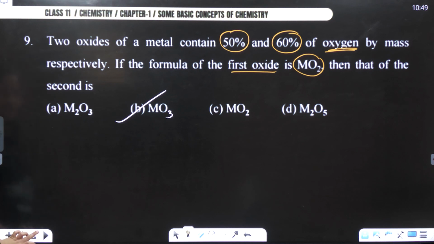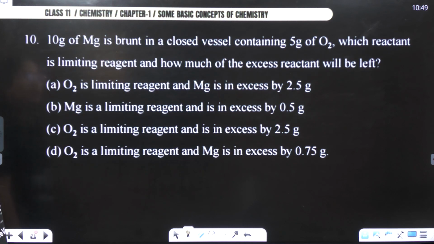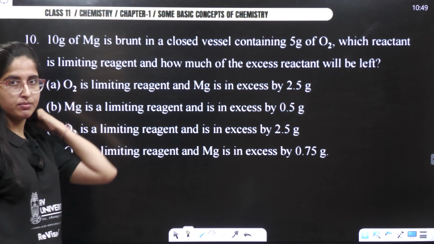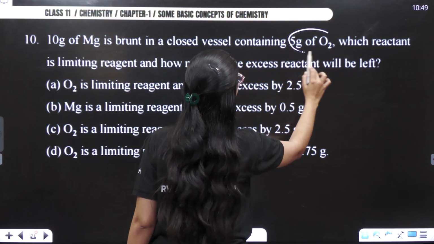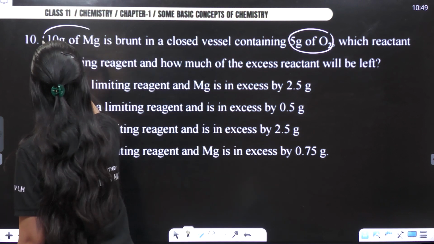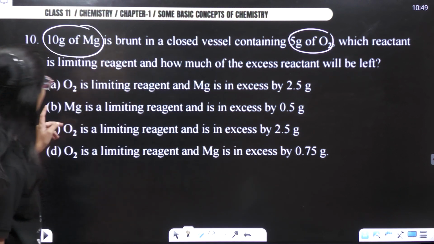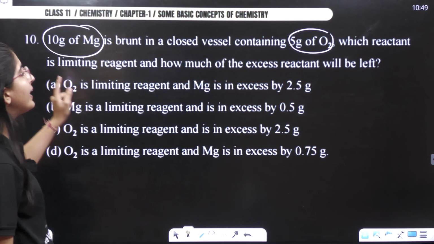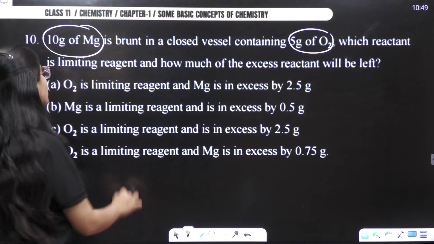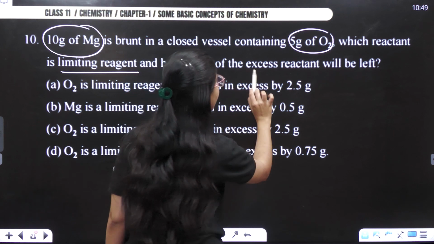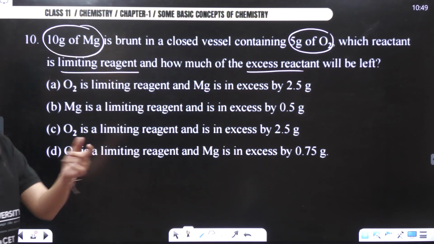Okay. Now let us move towards the next question. 10 gram of magnesium is burnt in a closed vessel containing 5 gram of oxygen. So you are burning magnesium with oxygen. Which reactant is the limiting reagent and how much of the excess reactant will be left, they are asking. So limiting reagent they are asking and excess reactant also they are asking.